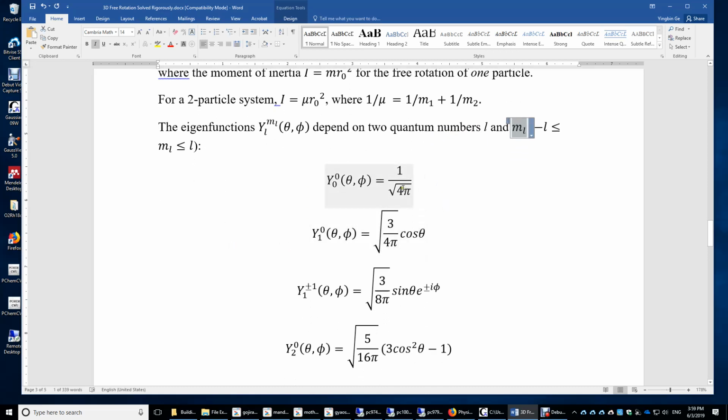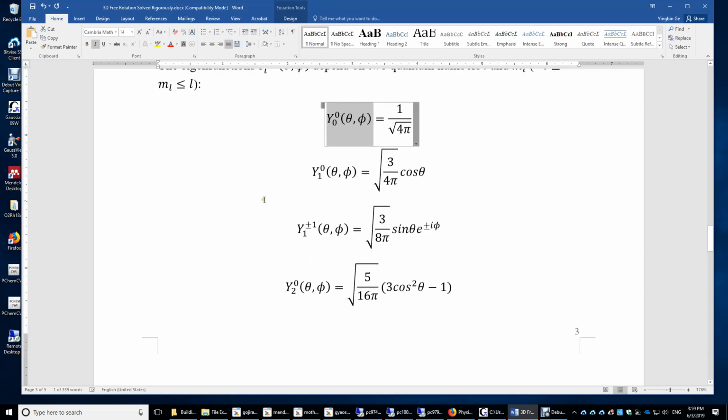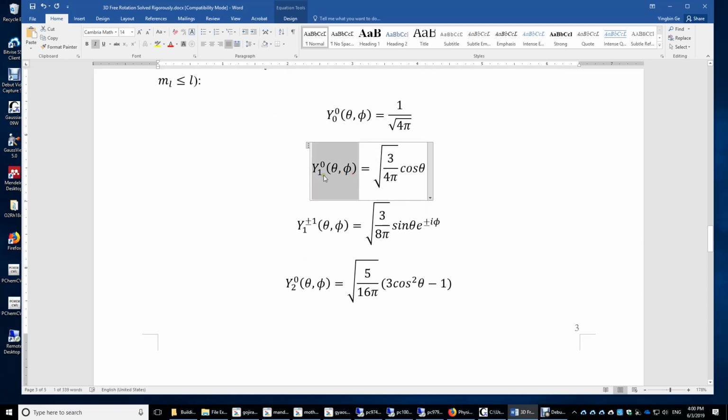So what are the functions here? Again, this eigenfunction Y is a function of theta and phi. And the expression of the function depends on two quantum numbers, L and m sub L. When L is 0, m sub L can only be 0. What's the function? It's a constant. That means this function does not depend on theta or phi. It's a spherical function.